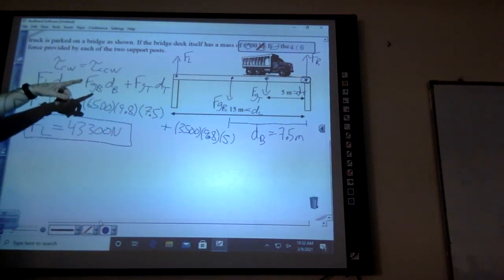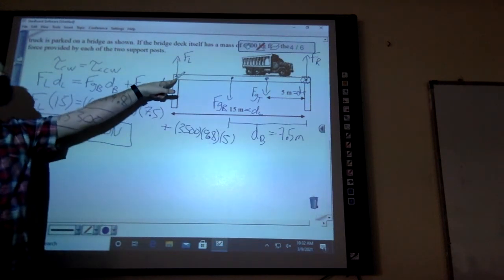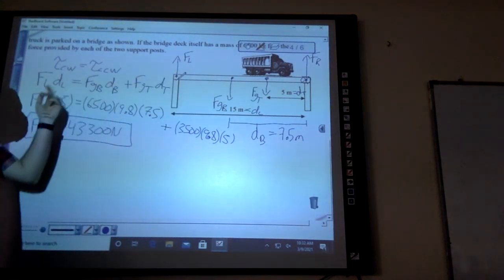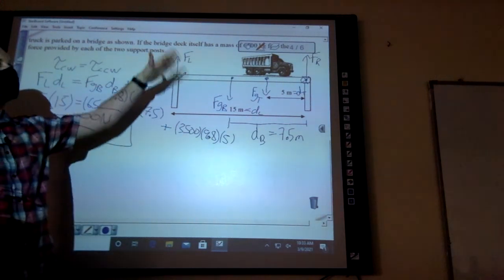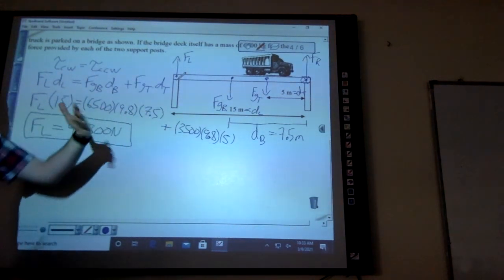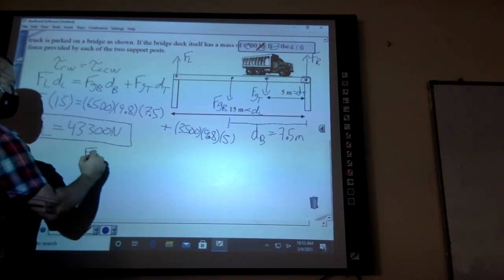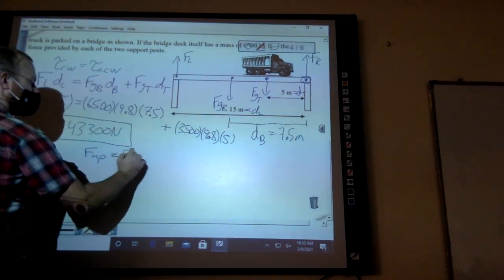Then, I can either pick this now as my pivot point. Do the same thing. That requires a little bit more math, so why not make it easier? Forces up equal forces down. Both will get you the same thing. One of them is a little bit lazier. So forces up, forces down.